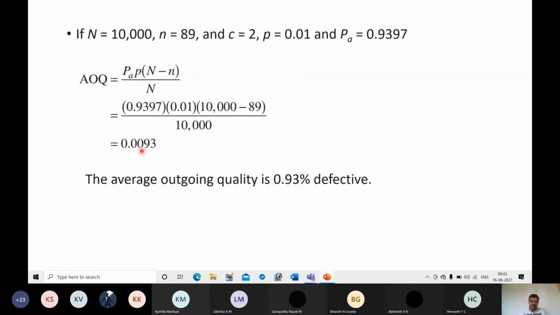The meaning of this is that the lot consists of 0.93% defective. Even though it is less than 1 out of 100, the defective will be less than 1. It means for 1000 units, 9.3 will be defective. That is the meaning. For 10,000 it will be 93. 93 will be defective out of 10,000. That is the meaning.